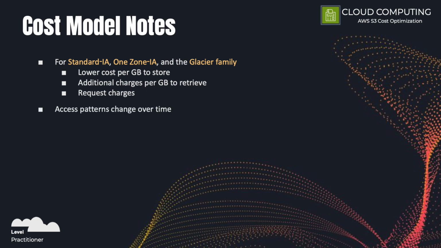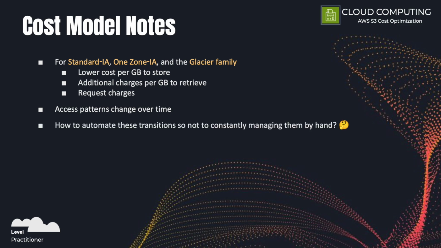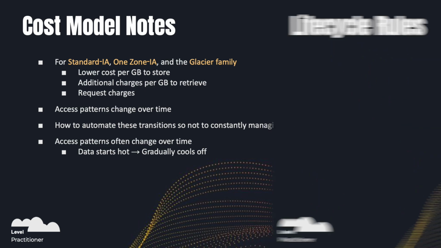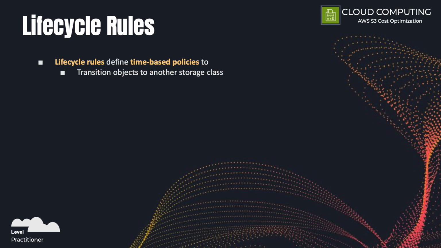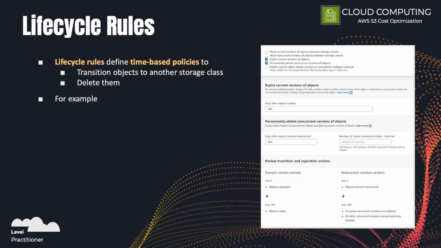Since access patterns change over time, the next question becomes, how can we automate transitioning our data gradually over time when it gets colder? Because in real-world scenarios, access patterns really change over time, and data starts hot and then gradually cools off. And that's where S3 Lifecycle configuration comes in. S3 Lifecycle Rules let you define time-based policies to transition objects from a hotter storage class to a colder one, or even delete them for good after a specific time.